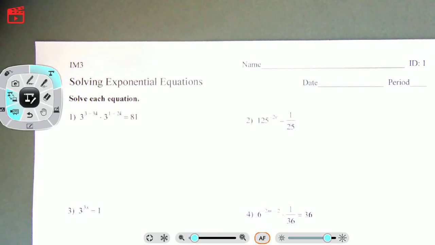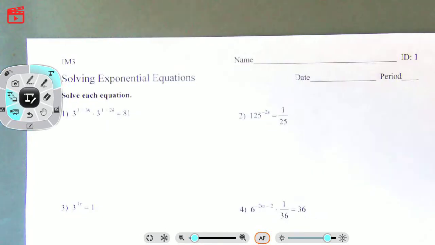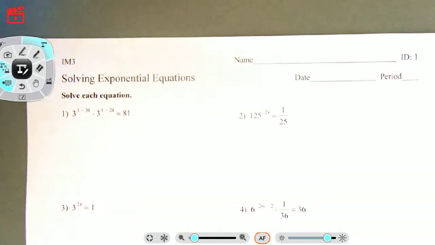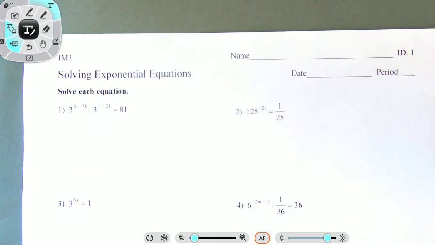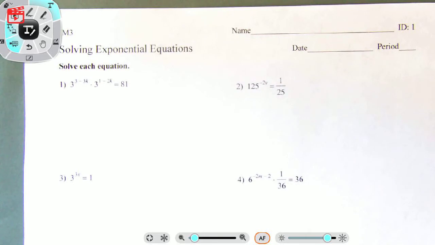Okay, this is the review for solving exponential equations. So we're going to be talking about all of the tricks that we can, all of the properties that we need. All right, so solving exponential equations. Let's start with number 1.